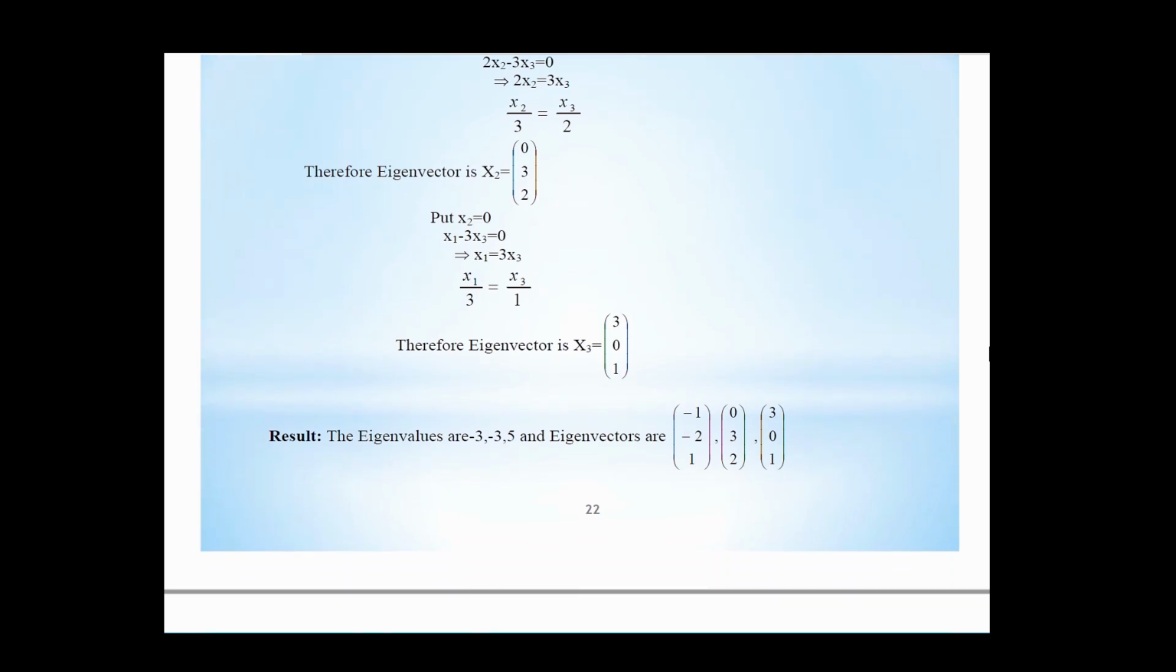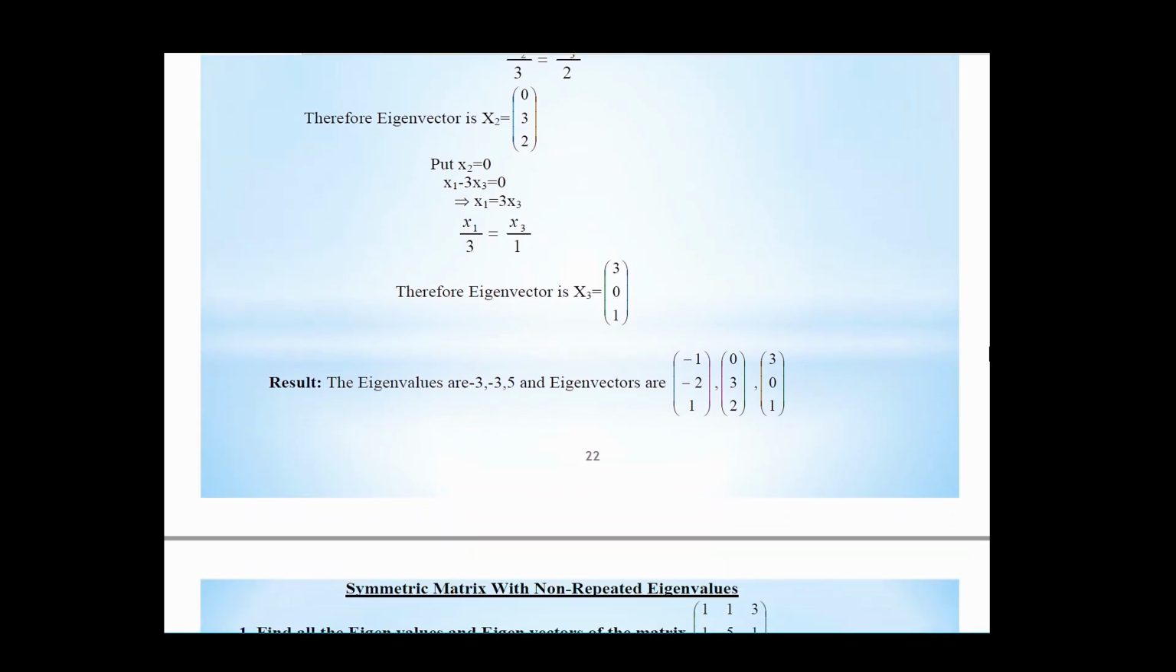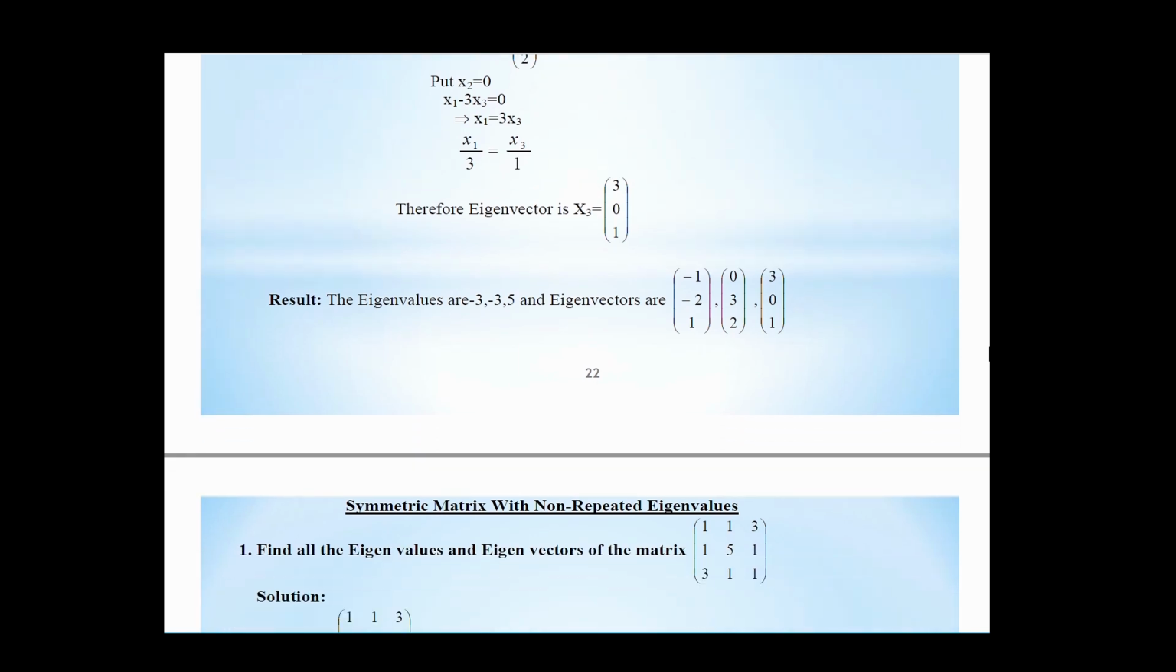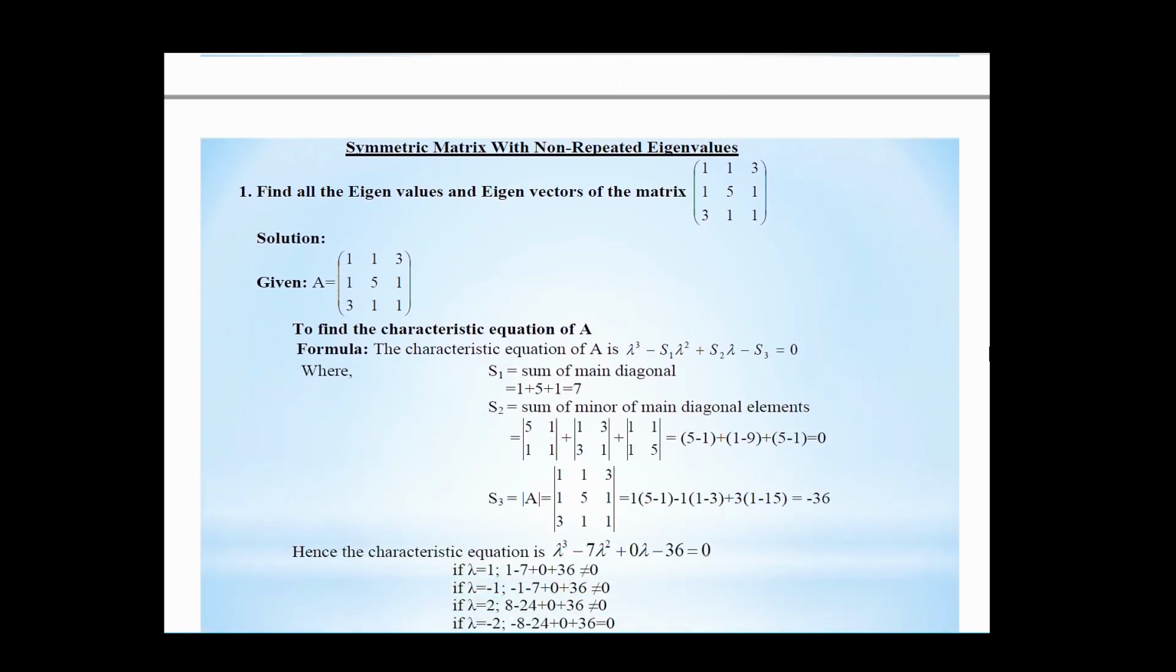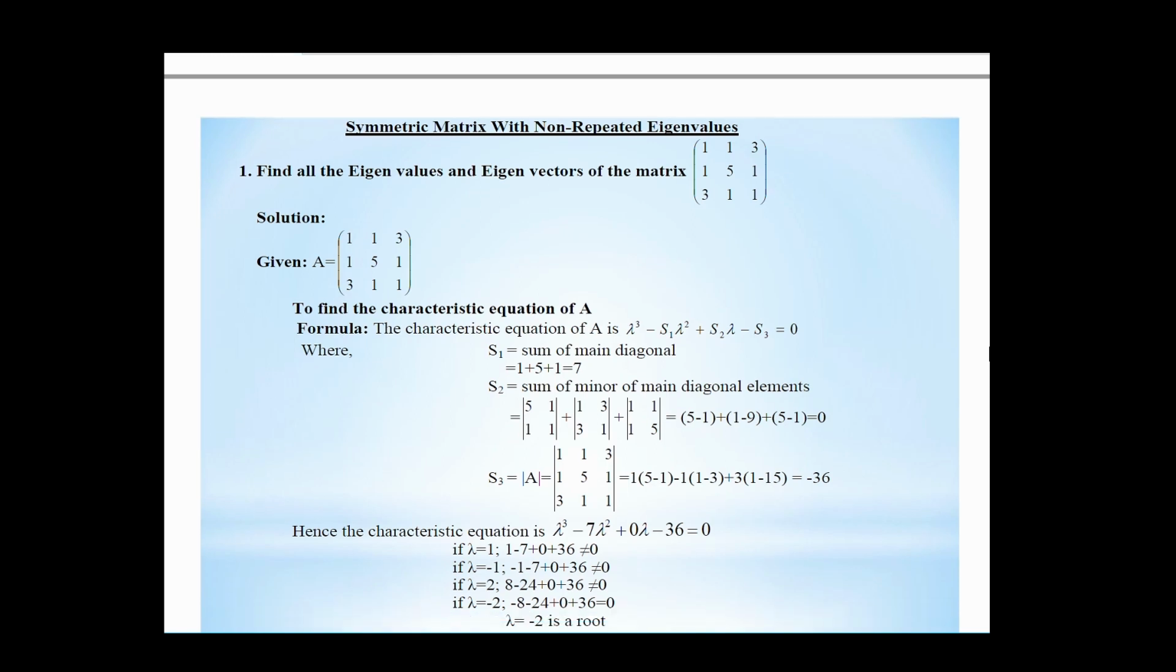From that, x1 divided by 3 equal to x3 divided by 1. Therefore the corresponding eigenvector for lambda equal to minus 3 becomes 3, 0, 1. Therefore the eigenvectors are minus 1, minus 2, 1; 0, 3, 2; 3, 0, 1 for the corresponding eigenvalues. Next we see the symmetric matrix with non-repeated eigenvalues.